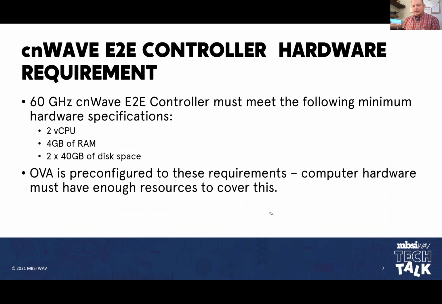All right, so back to the E2E controller itself. 2 CPUs, 4 gigs of RAM, and it creates 2 by 40 gigs of disk space, which it creates as dynamic space. So you need to have at least 80 gigs of hard drive space available for this machine. I do not need to pre-configure any of this. All of these requirements are pre-configured in the settings in the OVA as we import the OVA.